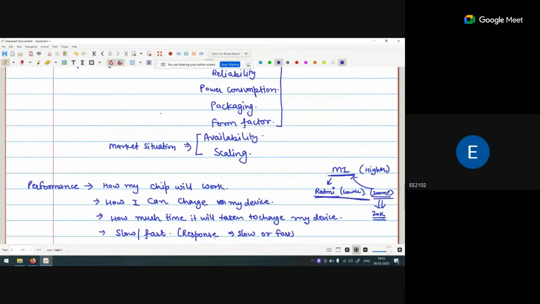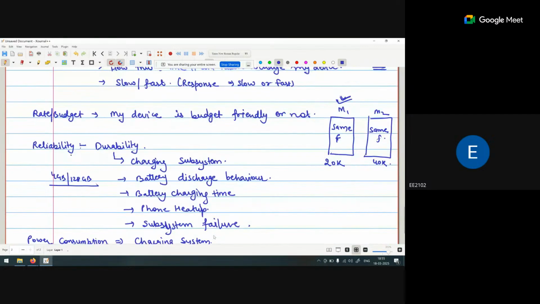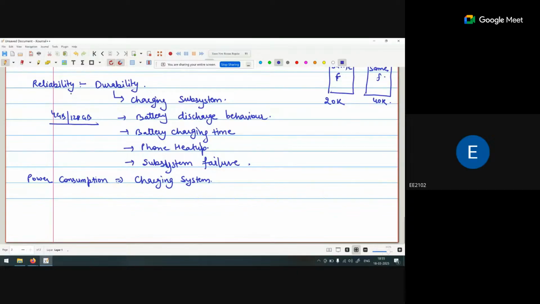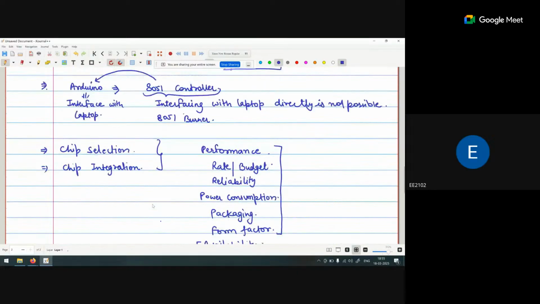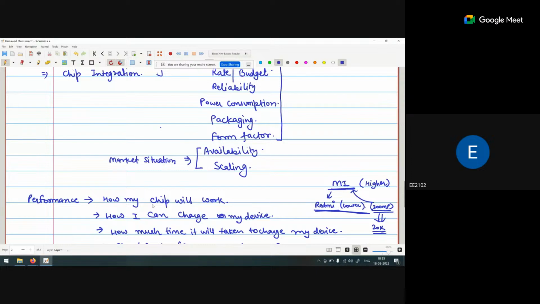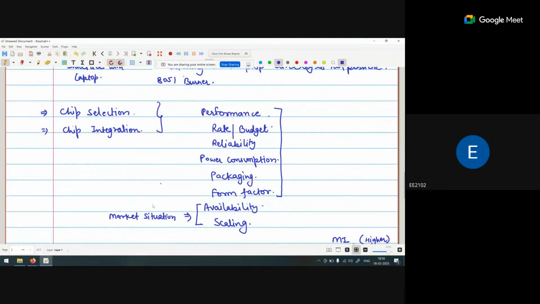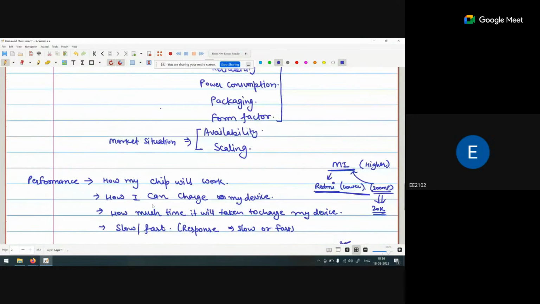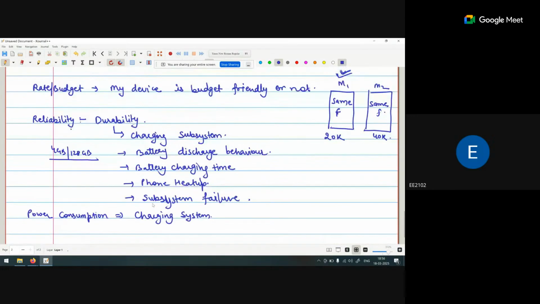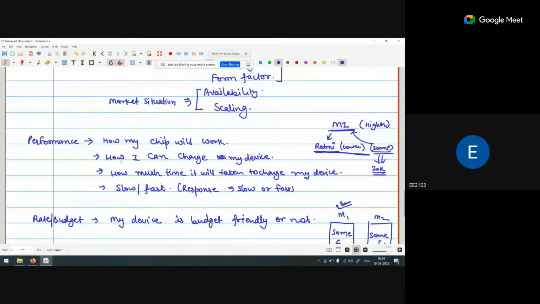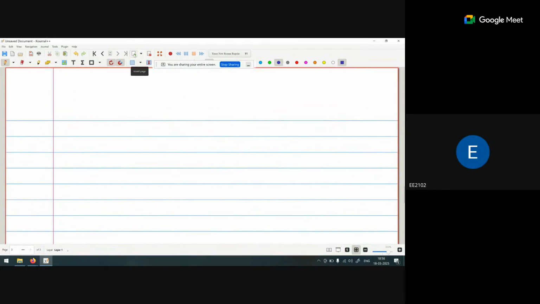Another one, particularly, is the packaging. Yes, how you package it, and the form factor. That form factor we will discuss in a later part. So these are the performance parameters, basically design selection parameters, or chip integration parameters. Clear? Any doubt?